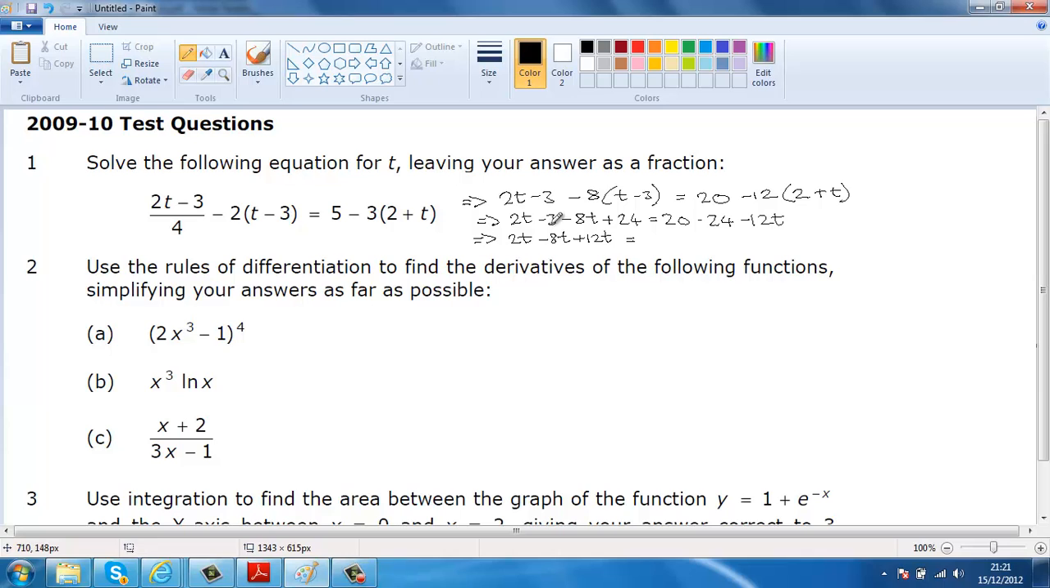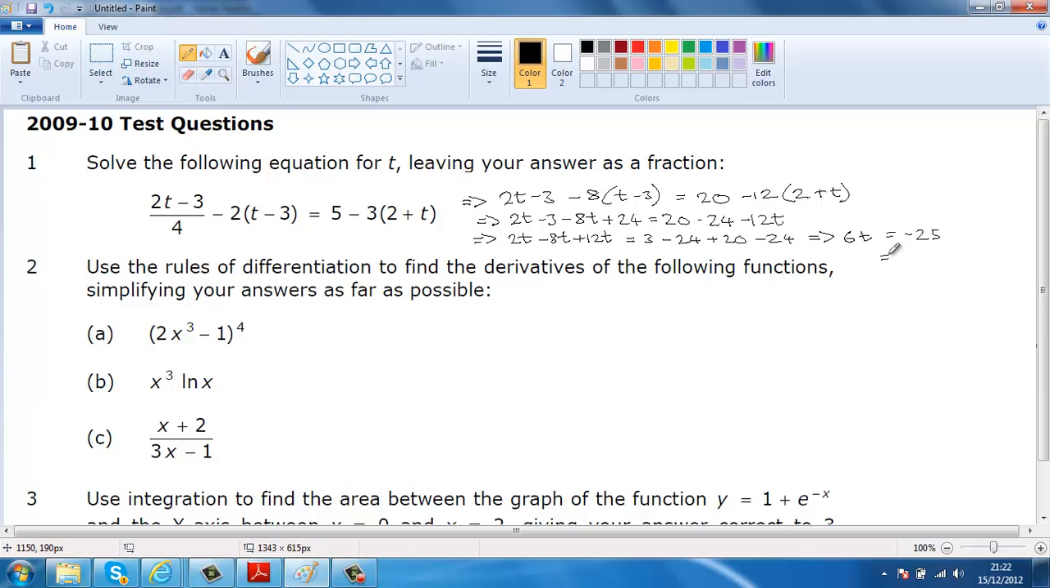So minus 3 crosses the equal sign to become plus 3, 24 crosses the equal sign to become minus 24, and then the other two terms stay where they are. So on the left then, we've got a total of 2 minus 8 is minus 6, plus 12 is 6t. And on the right, we've got 3 minus 24 is minus 21, plus 20 is minus 1, minus 24 is minus 25.